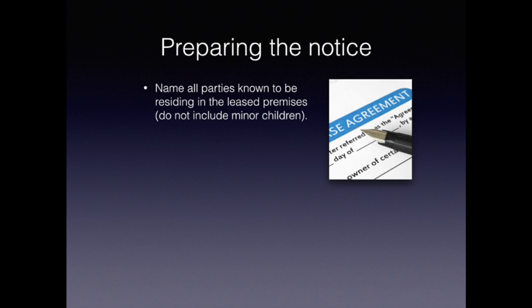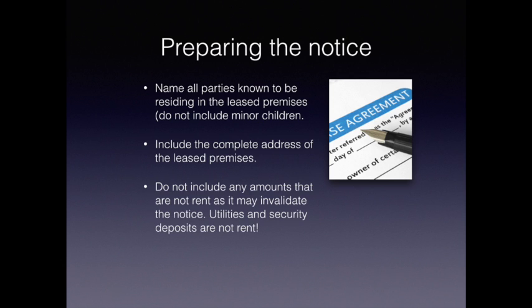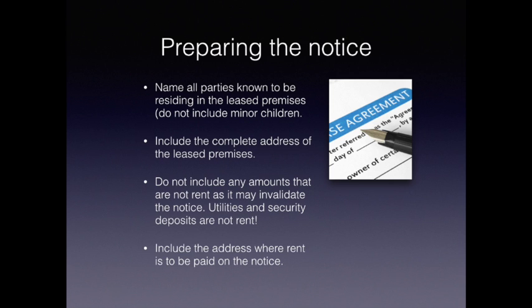When preparing a notice to pay rent or vacate, name all parties known to be residing in the leased premises. Do not include minor children. Include the complete address of the leased premises. Do not include any amounts that are not rent in a notice to pay rent or vacate. If you demand amounts that are not rent in a notice to pay rent or vacate, it may invalidate the notice. Utilities and security deposit are not rent. Include the address where the rent is to be paid on the notice.